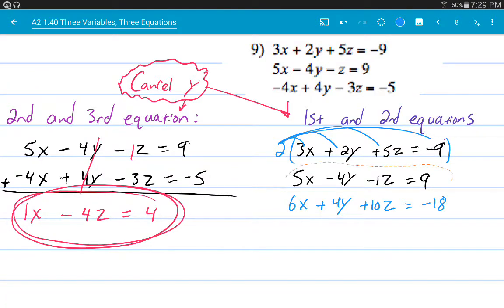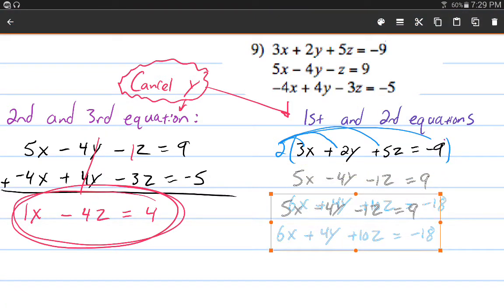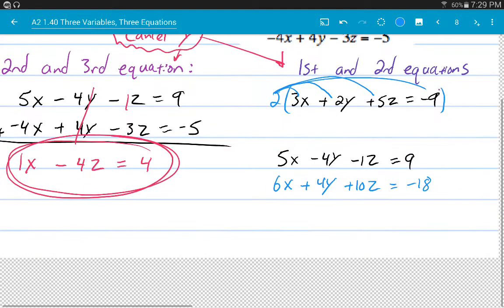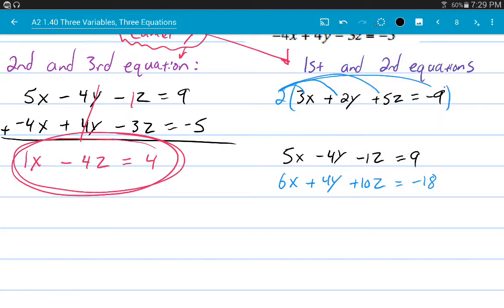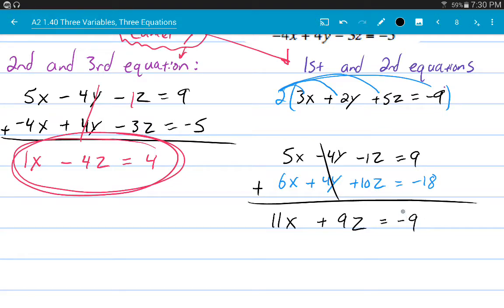Now, these are the equations I'm interested in, so let me give them a little breathing room. Now that I have these, and the y's line up, I can add these together. 5x and 6x is 11x. The negative 4y and 4y cancel. Negative z plus 10z is going to be positive 9z. And 9 plus negative 18 is negative 9.